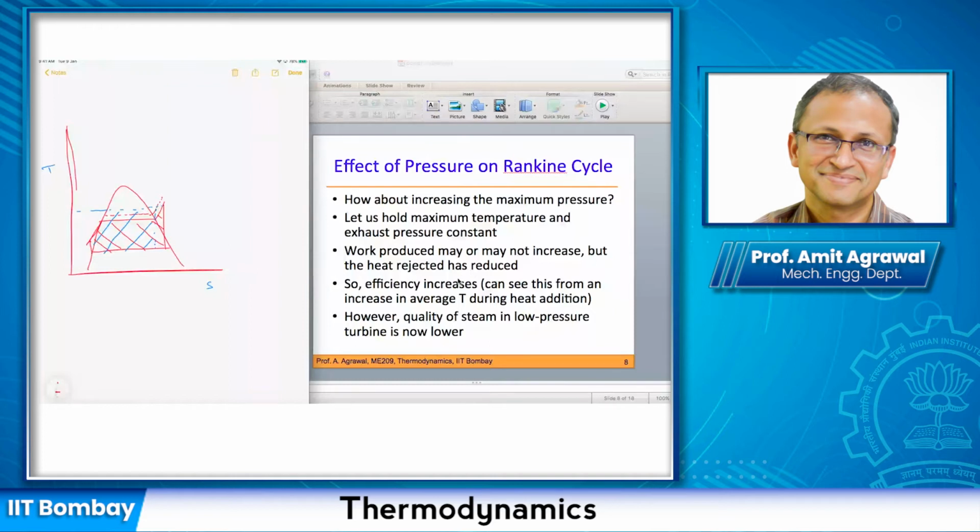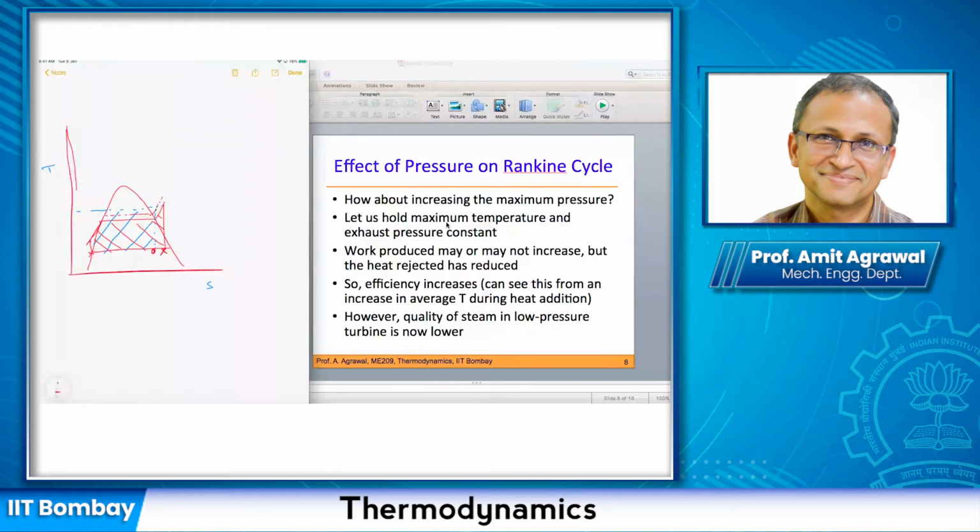But one can look at the amount of heat which is rejected. In the red case, we go from this point to this point. In the blue case, we go from here to here. So it is clear that the heat that I have to reject is going to reduce in the blue case. So the work has not changed, my heat rejection has reduced, and therefore my efficiency has increased. This is the advantage that you see if you were to raise the pressure.